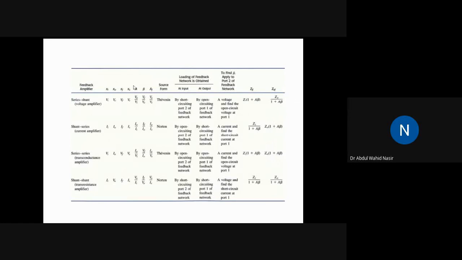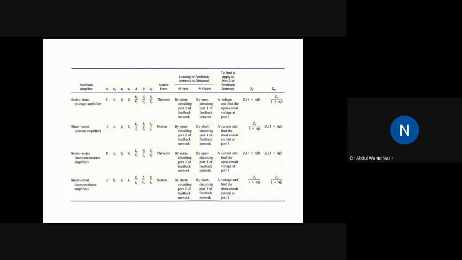Similarly, for series-series, that is transconductance, the input will be voltage and the output will be current. In this case, both the input and output impedance get increased by a factor of 1 plus A beta. At last, for shunt-shunt, or the transresistance amplifier, where the input is current and the output is voltage, both the input and output resistance get decreased by a factor of 1 plus A beta. That is again a desirable thing.